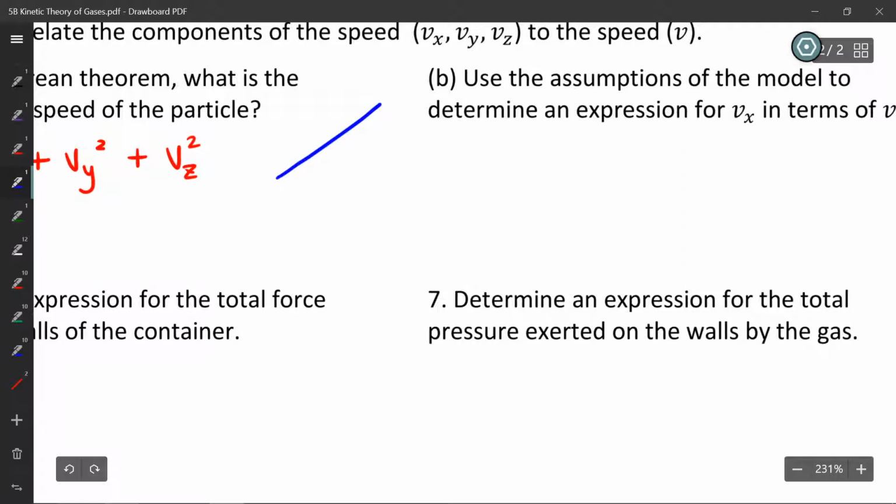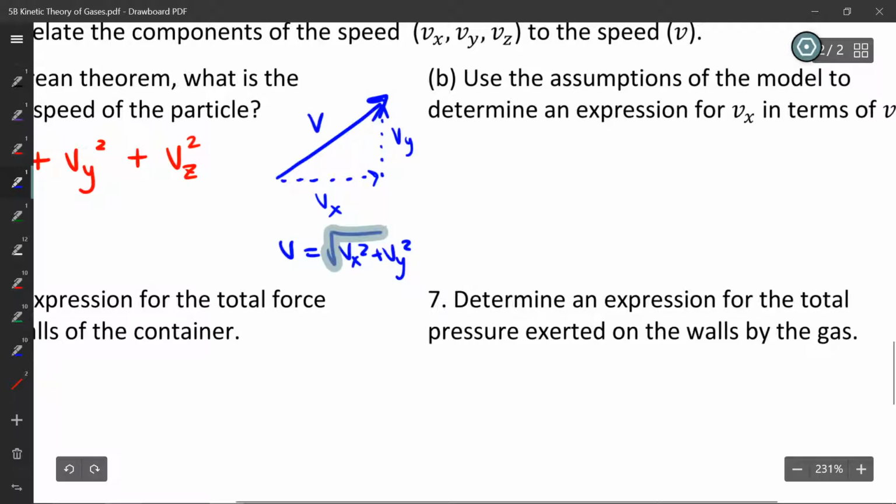It's easier to understand if you imagine a particle that was moving two-dimensionally like this. It has an x component this way, and a y component this way. Then we would say that v is that. It's very clear here that v is equal to the square root of vx squared plus vy squared. Or, the Pythagorean theorem says v squared equals vx squared plus vy squared.